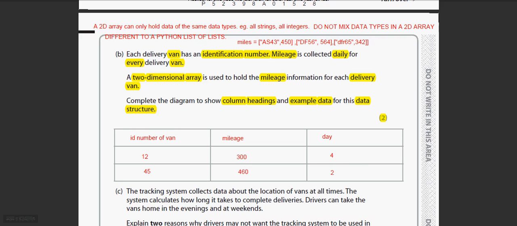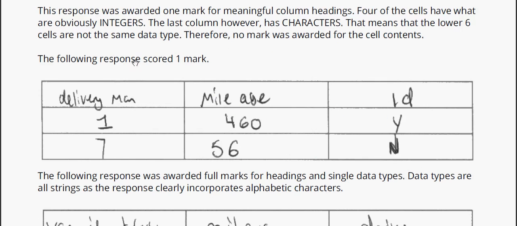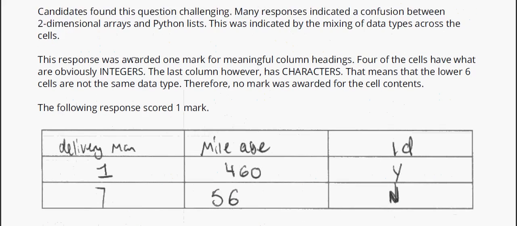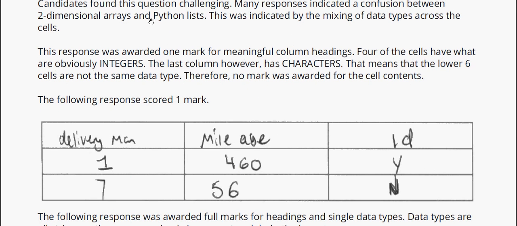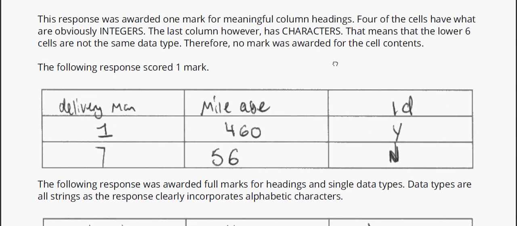Now, I apologise for marking it incorrectly, but I've since looked at this, and they have given some additional answers. Candidates found this question challenging because of confusion between 2D arrays and lists, indicated by the mixing of data types. This response here, where we've got delivery man, mileage, and ID, got only 1 mark. 1 mark for the column headings because that makes sense, but no marks for the data because you've mixed up here. We've got a character here and we've got integers here.